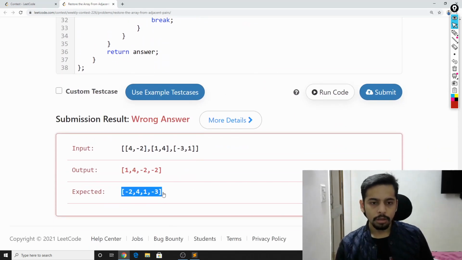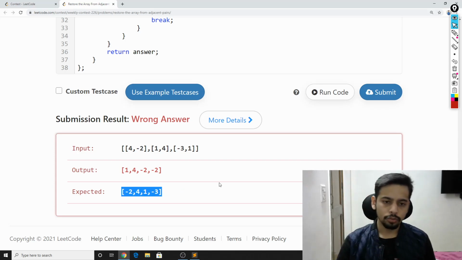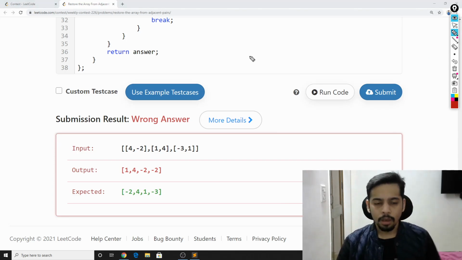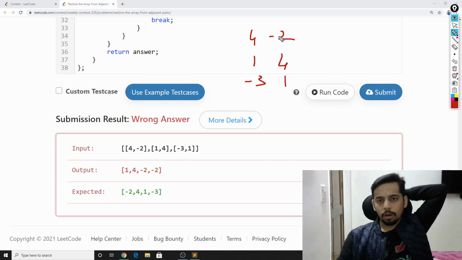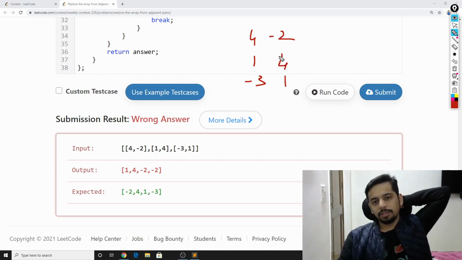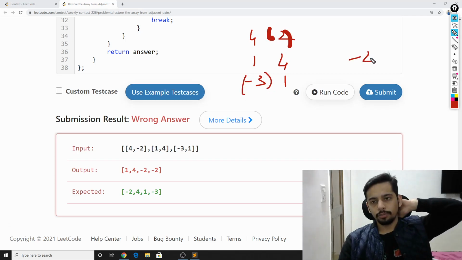Wrong answer. The answer is 1 for minus 2 minus 4. Oh, my answer is wrong. And it's expected was minus 2, 4, 1. Let me check why. So I have the rules 4 minus 2, 1 4, and minus 3 1. Okay. Then my code would run and it would say that okay, the person who appeared only once were minus 2 and minus 3. So let's say that my code found out that the left extreme should be minus 2.